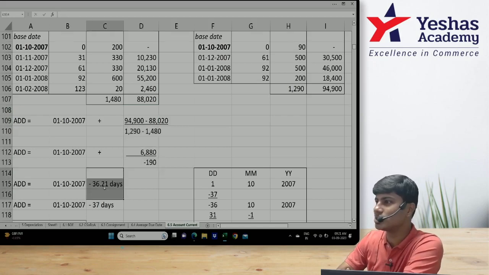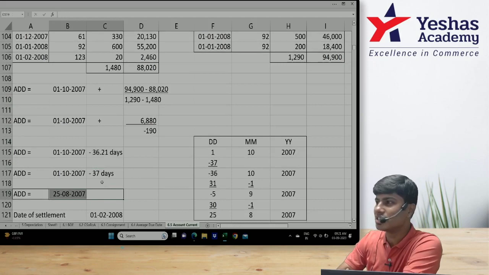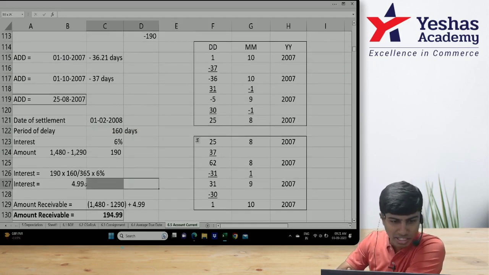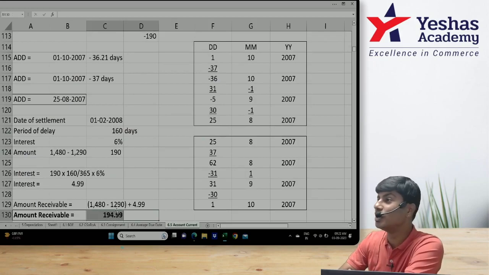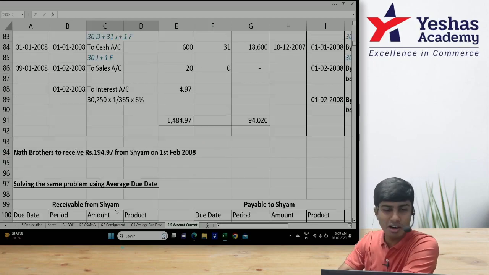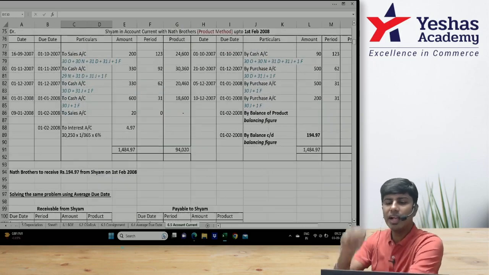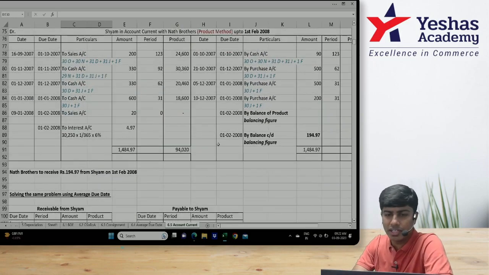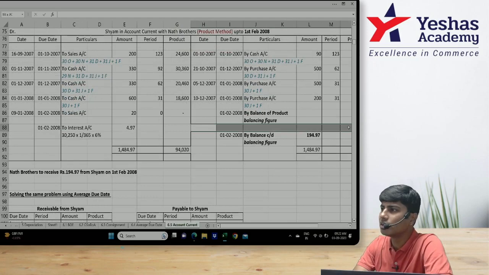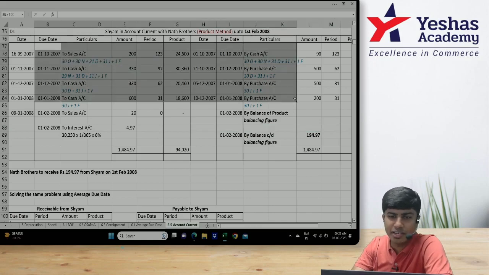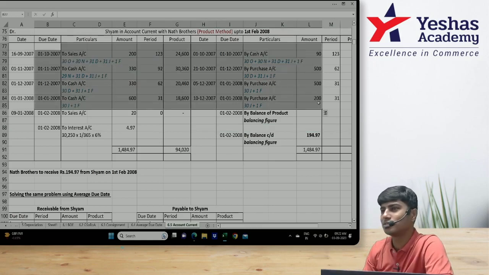These days will change, this average due date will change. If that average period changes, then this interest will change. Everything will change. Or let's say you prepared an account current and I tell you one more transaction. What will you do? You will enter the transaction here. The balance of product will change, interest will change. All of the other items will remain the same way as they are.